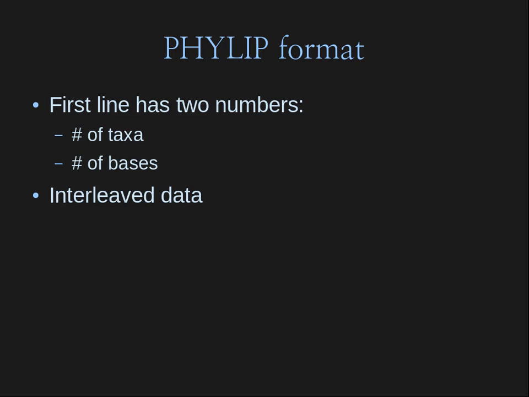Okay, Phylip format is really, really simple. In Phylip format, your first line has just two numbers in it, and that's it. The first number is the number of taxa, the next number is the number of bases. And this is only for genetic data, and then after that it is generally interleaved.